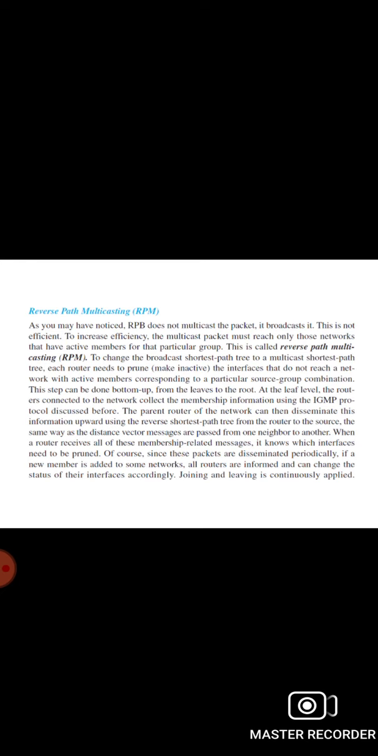And now let us move on to RPM, that is reverse path multicasting. And as you may have noticed, RPB doesn't multicast the packet, it just broadcasts it. This is not efficient. To increase the efficiency, the multicast packet must reach only those networks that have active members for that particular group. And this is called reverse path multicasting. To convert broadcasting to multicasting, the protocol uses two procedures, pruning and grafting. Now let's see the idea of pruning and grafting.